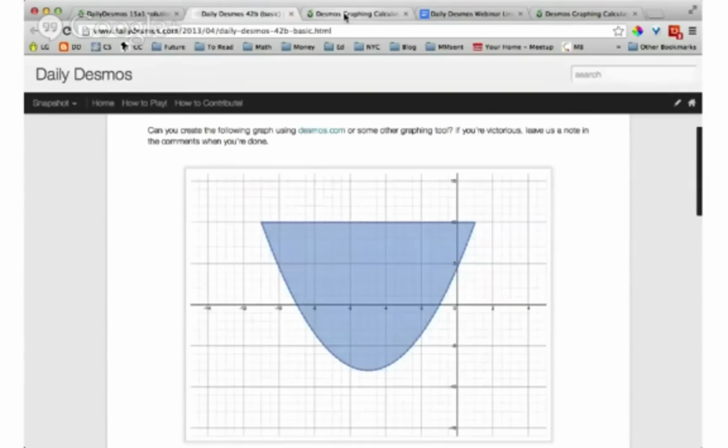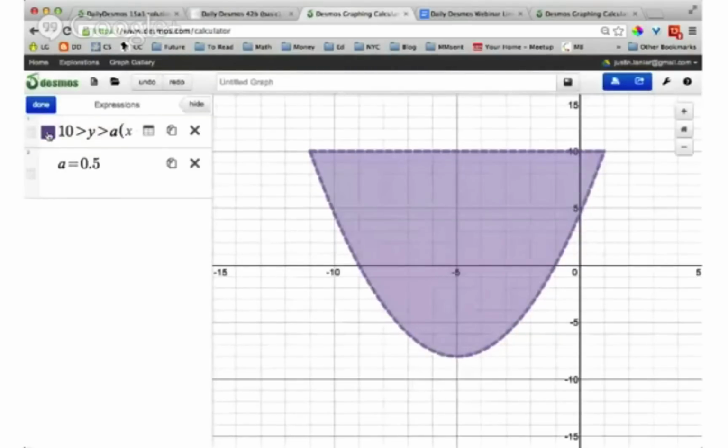Ta-da! Also, I like, in the end, making them the same color, so if you click Edit, then you can click the color and then change it to blue.